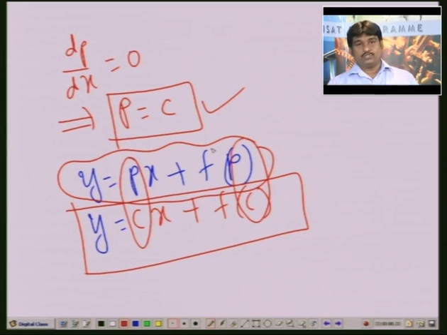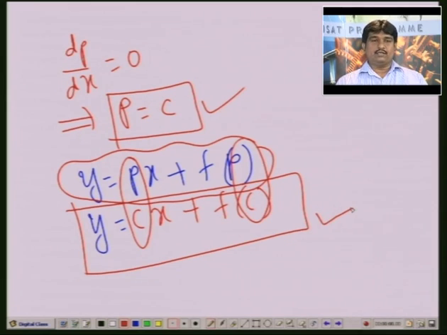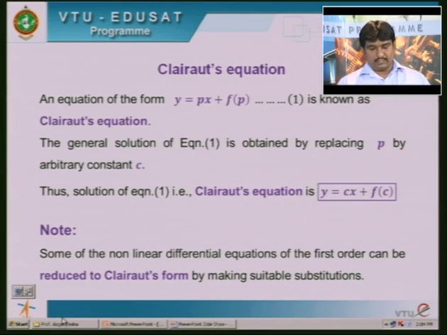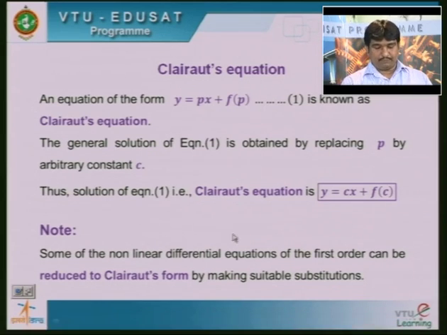If you want the singular solution, equate the other factor to 0 and then eliminate p from it. You substitute the p value in the given differential equation, eliminate p and get a relationship between y and x. Or else we have this general solution, differentiate this general solution with respect to c, treating y and x as constant, find the c value, substitute or eliminate c from that equation and the general solution to get the singular solution of the given differential equation. I will illustrate those things through examples.